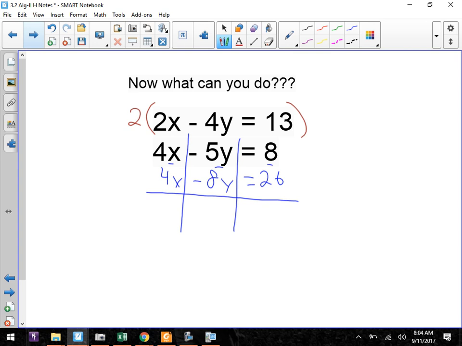It is so common that people will forget your signs when you're subtracting these things through. So 4 minus 4, fine, it's gone. Good. Negative 5 minus negative 8 is how much? It's 3y, yeah. 8 minus 26, that is negative 18. So it just splits it up into 3 problems so that way you know where everything's going.